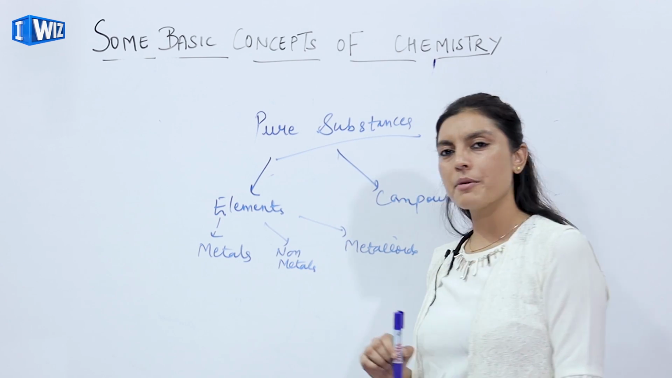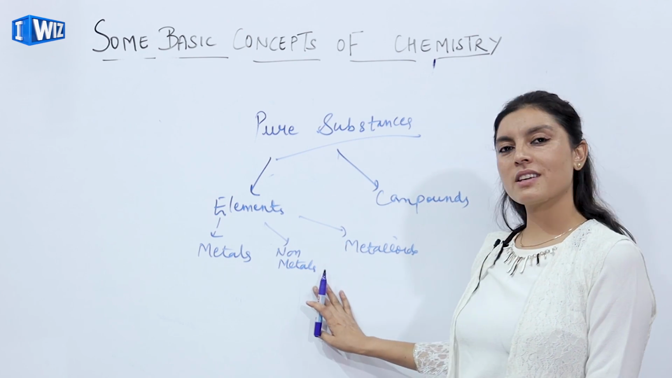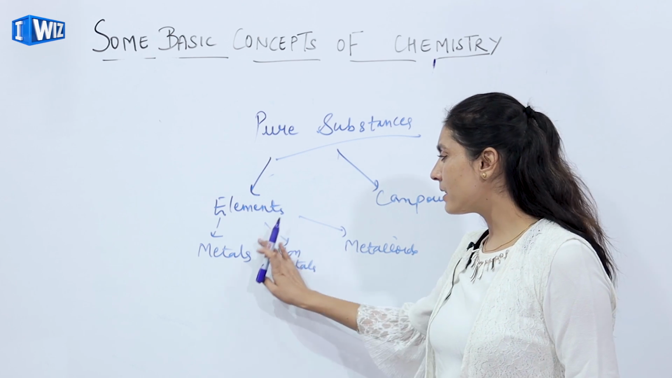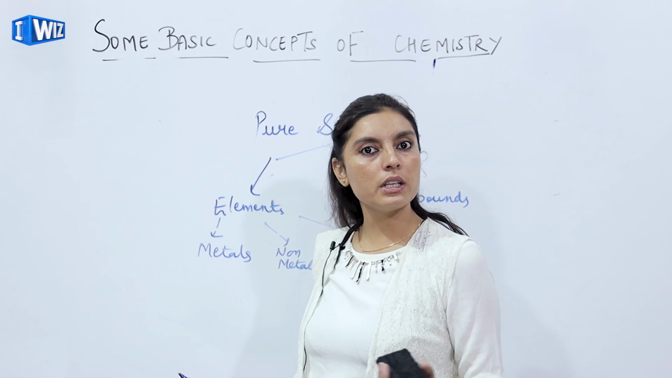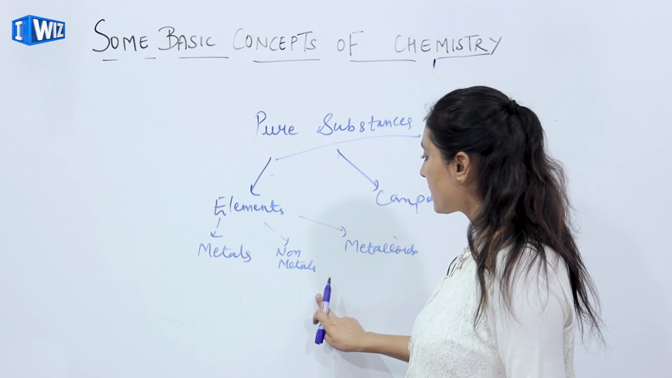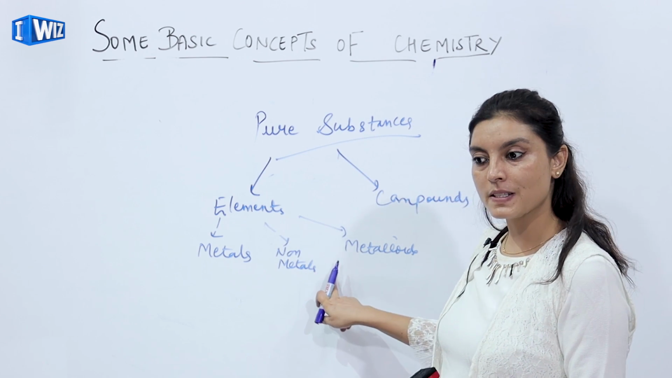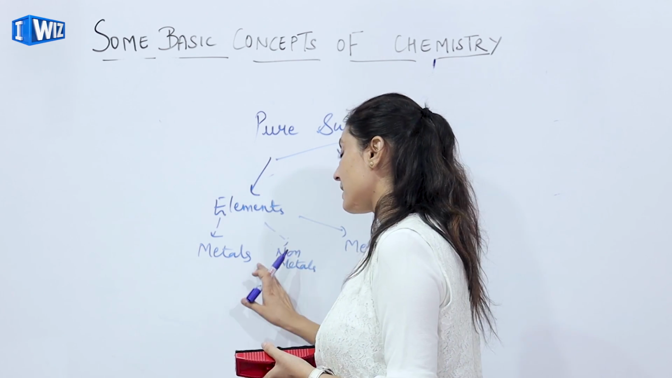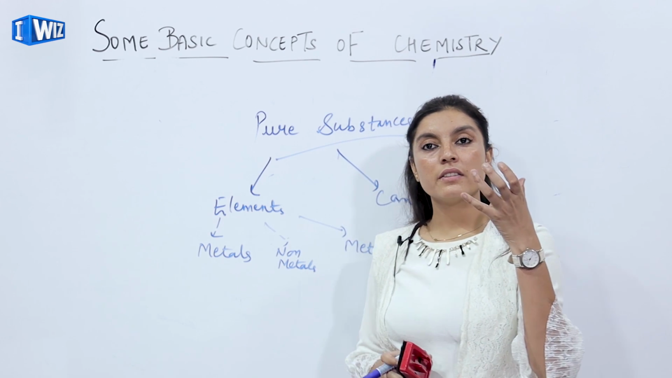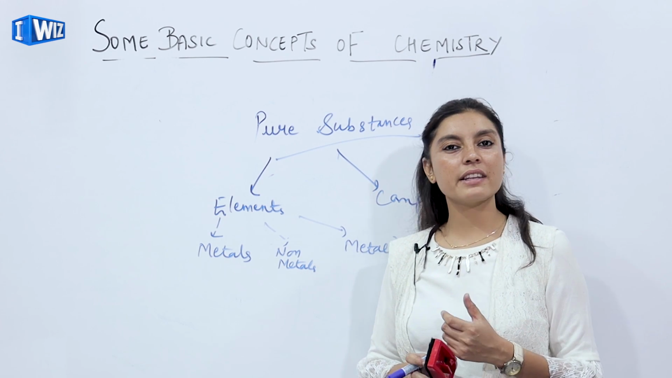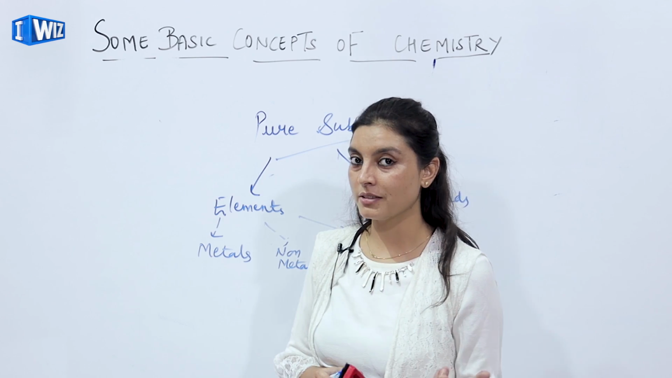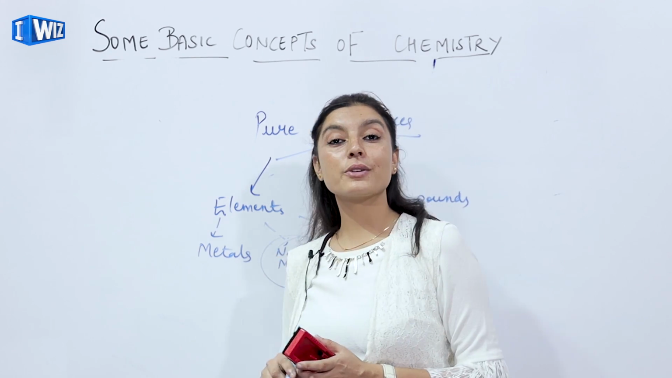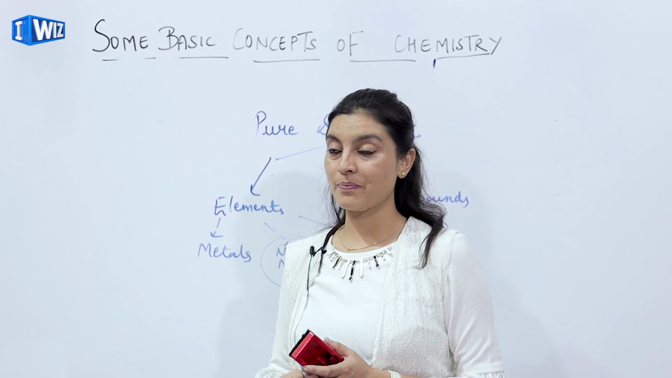Moving ahead to the non-metals. Non-metals are the different kinds of gases, hydrogen, oxygen, or iodine. These are the substances which don't have luster. They are poor conductors of heat and electricity. Exceptions are there, but figure it out. What is the exception, a non-metal which is a good conductor of heat and electricity?